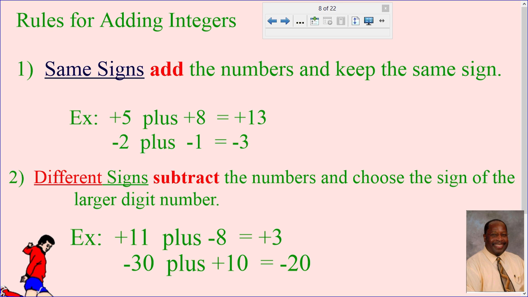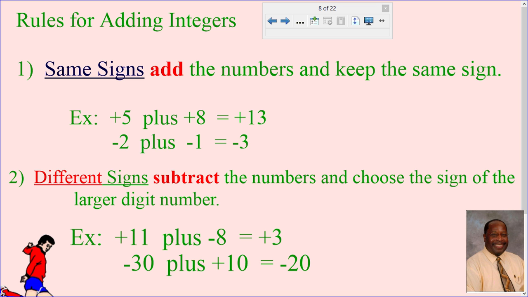equals positive 3. Now why is that? Well, first of all, the signs are different. So since they are different, we cannot add those numbers, so we have to subtract them. Positive 11 minus 8 would give us 3. Now, which sign do we choose? Well, 11 is a bigger digit than 8. So since 11 is bigger, we'll choose the sign that's next to the 11, which is positive. So that's why we chose positive, because 11 was bigger. So it's positive 3 is the answer to positive 11 plus negative 8.